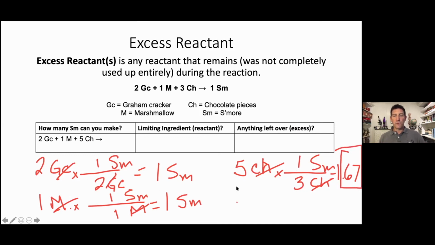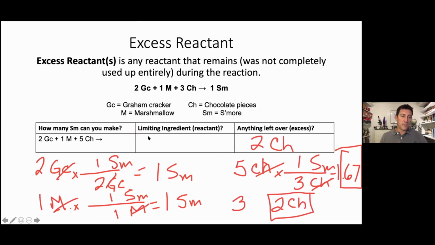In fact, you can figure that out because I used up 3 of them and I had 5 total. I'm going to have 2 chocolate pieces left. My excess then is 2 chocolate pieces. My limiting reactants, well, basically it was both of these because both of them only allowed me to make 1. And the chocolate pieces was as well because I didn't have 6 of them, but I'm just going to list the first 2, graham cracker and the marshmallow were my limiting reactants.